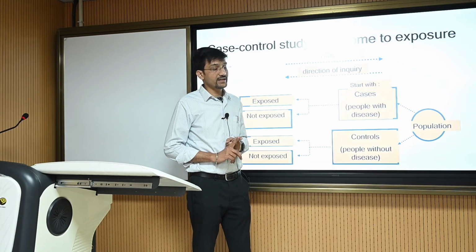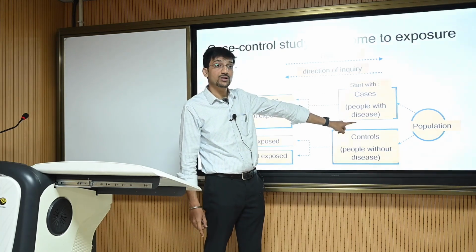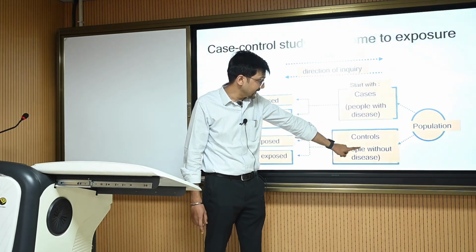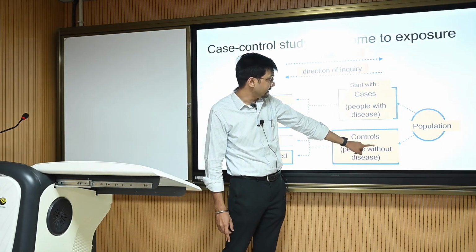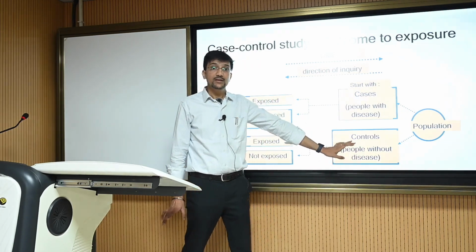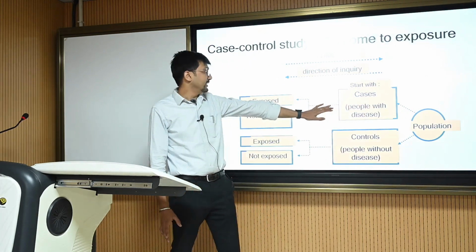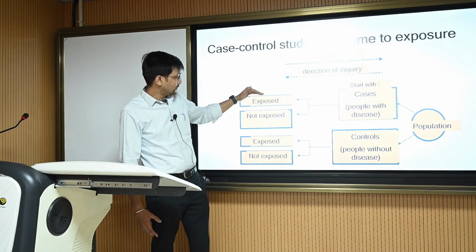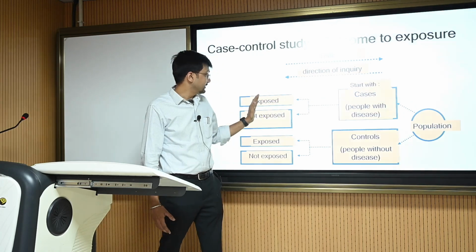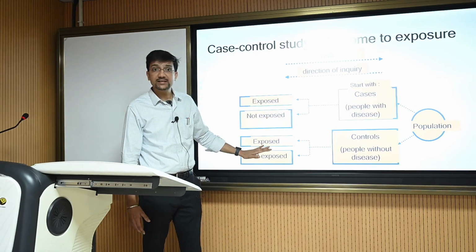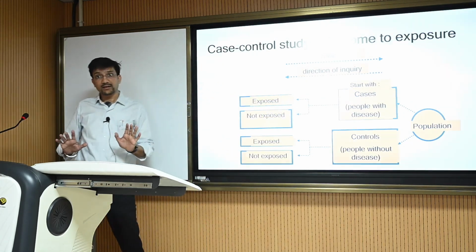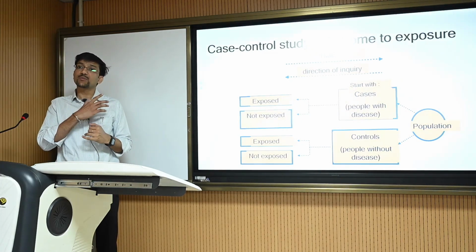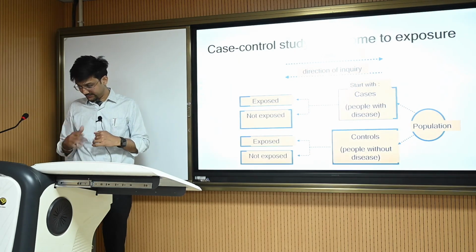In case control study, we select patients on the basis of their outcome status. First, we select cases, people with a certain disease, and then we select controls in which the disease of interest is not present. So from here you start your study, and then you go back. You go back in time and ask them about their history. So some people will be exposed in this group as well as in this group. Okay, so clear. In case control study, we select patients on the basis of their outcome, and then we ask them about their exposure status.